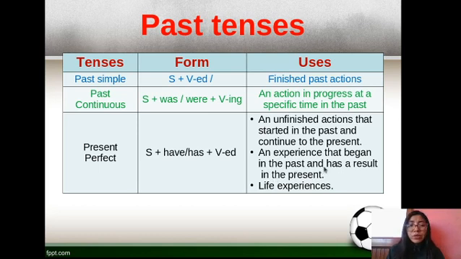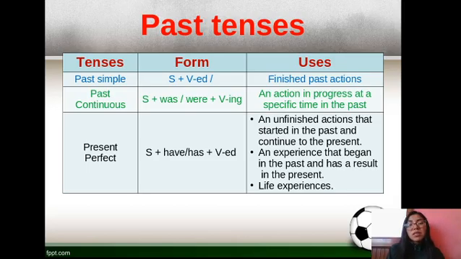The second, an experience that began in the past and has a result in the present, okay? We are going to use that is almost the same in order to speak. It could be a finished action, but that action has a result in the present, okay? Esta lo vamos a utilizar para acciones que comenzaron en el pasado. Tal vez fueron completadas en el pasado, pero tienen su resultado en el presente. Por ejemplo, yo puedo decir, I have lost my keys.